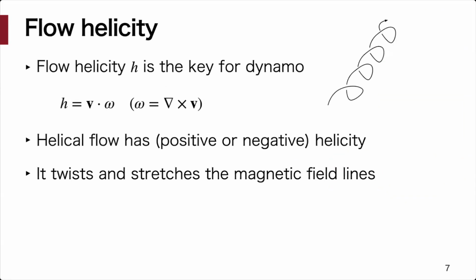The key point of the simple dynamo simulation is the helicity. Flow helicity is the key for the dynamo. Helicity is the inner product of velocity and vorticity. If the flow is a winding or helical flow, it has a helicity. If it is right-hand winding, it is a positive helicity, and if it is left-hand winding, it is a negative helicity. Helicity is very important because it twists and stretches the magnetic field lines to amplify the field energy.